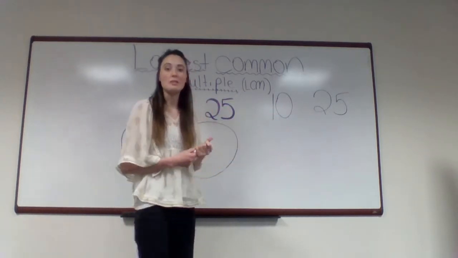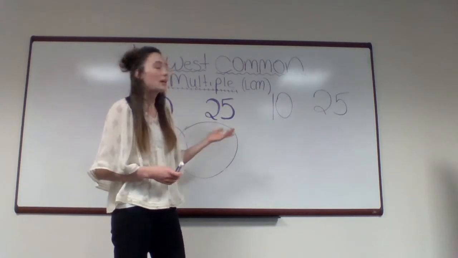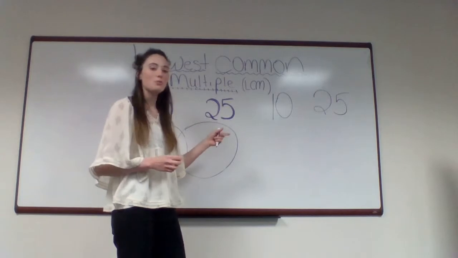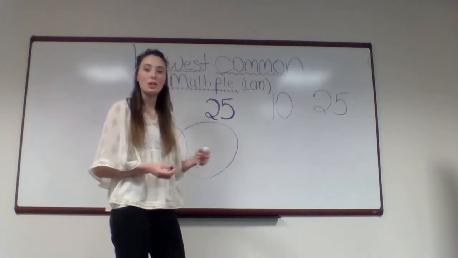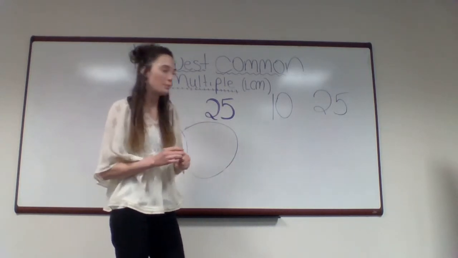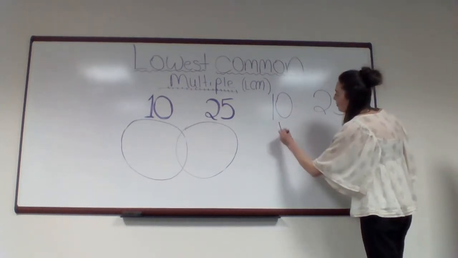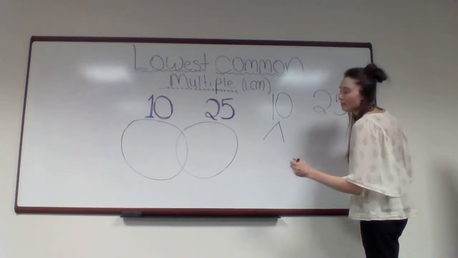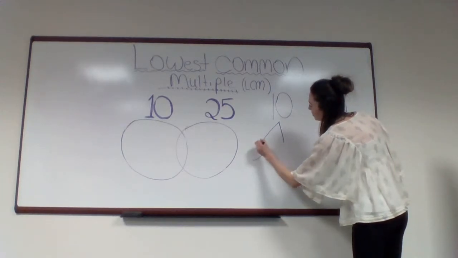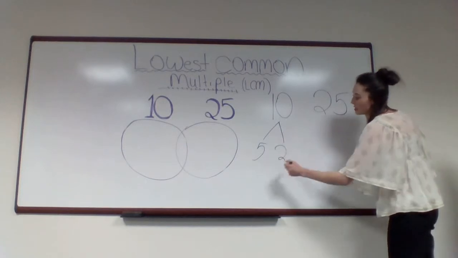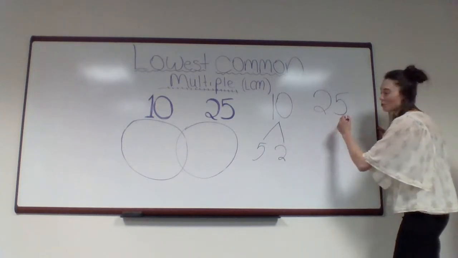And I'm going to be doing this by showing you how to use a factor tree. A factor tree just gets numbers down to their prime factors so that you can't break them down anymore. So for 10, what gets us to 10? 5 times 2 equals 10. So we can't break these down anymore, so we'll move on to 25.